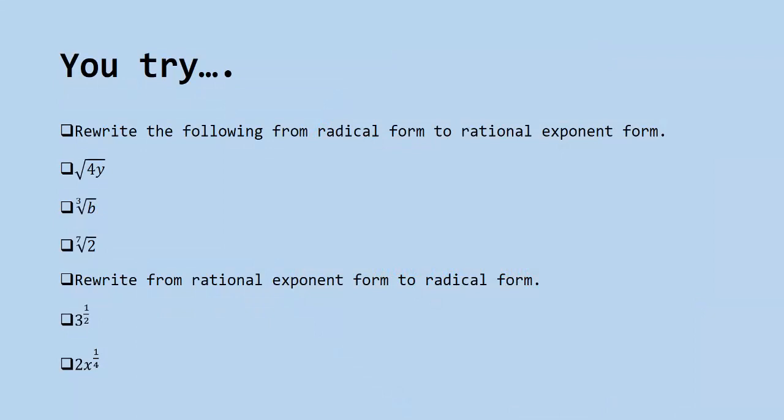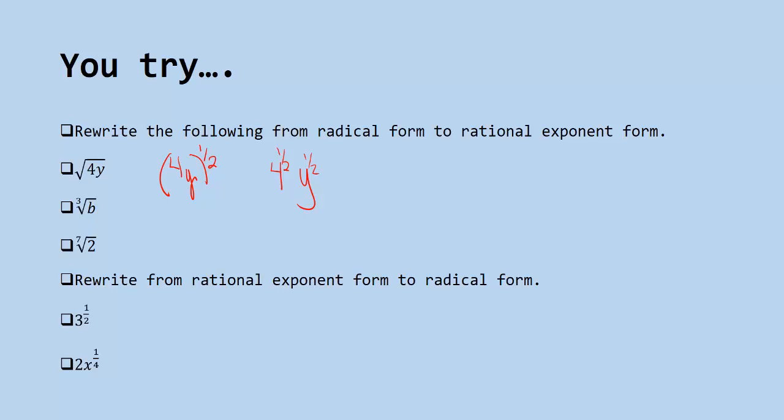The first one is the square root of 4y. Now since both the 4 and the y are underneath, I'm going to be putting those in parentheses to show that 4y together is being taken to the 1/2 power. Yes, you could have rewritten it as 4 to the 1/2 and y to the 1/2. That would be the same thing.